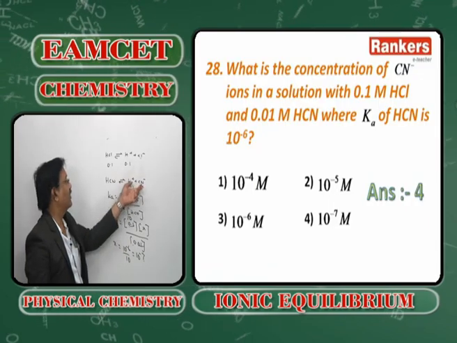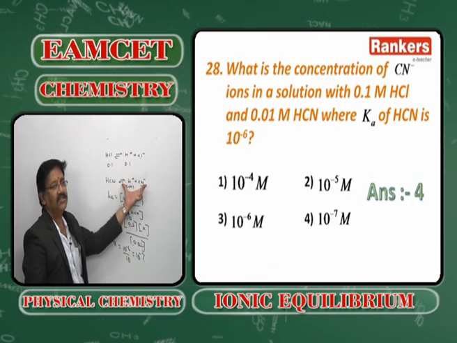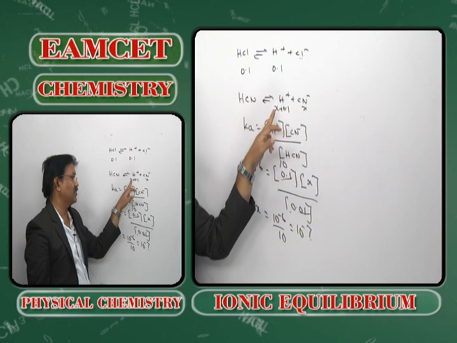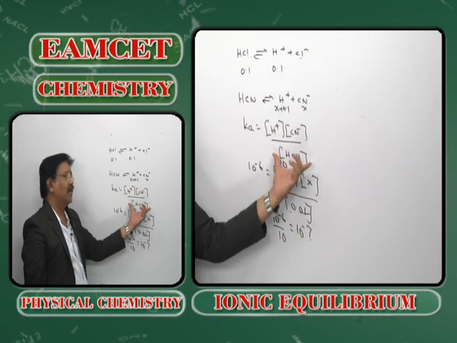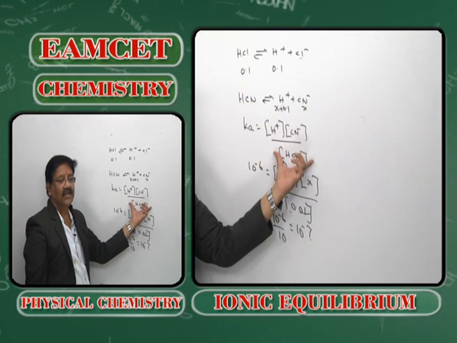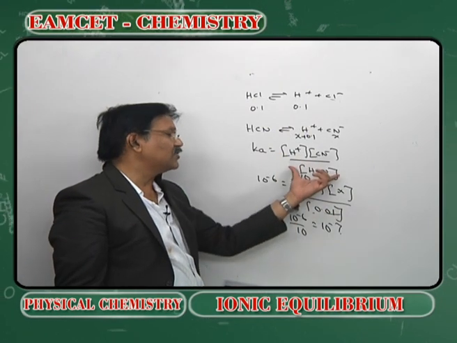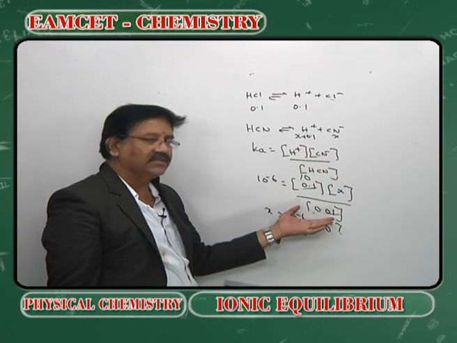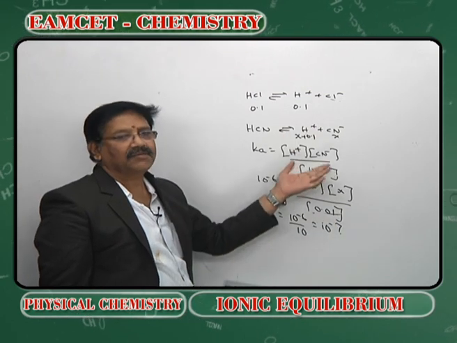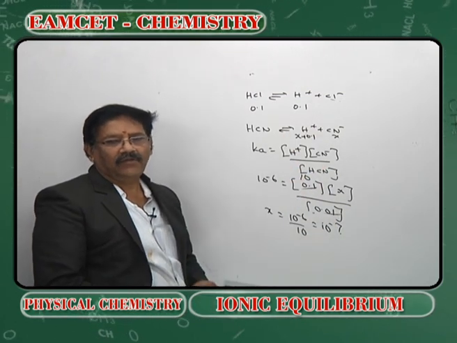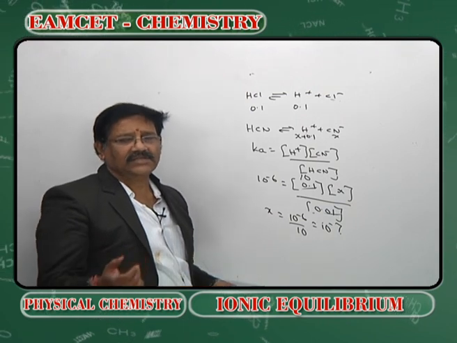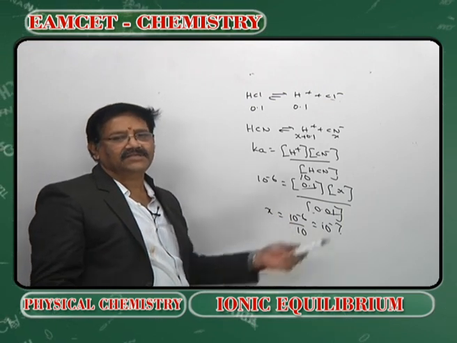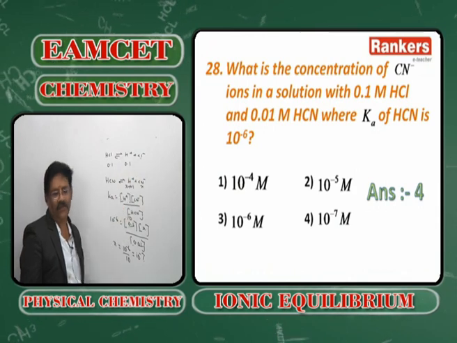We can neglect the ionization of the HCN, which will be suppressed due to the common ion effect. Therefore, the H plus ion concentration will be taken as 0.1, and since the ionization of HCN is completely suppressed, the concentration of HCN at equilibrium will be equal to the initial concentration. That is why it is taken as 0.01. This is nothing but an application of the common ion effect. What is the common ion effect? A consequence of the common ion effect is that the ionization of weak electrolytes will be suppressed in the presence of a common ion.